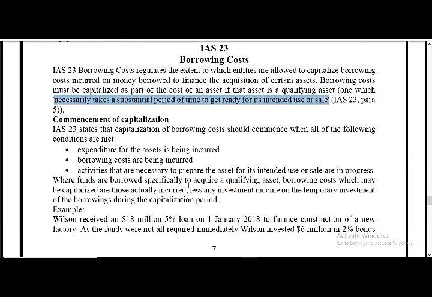Where the funds are borrowed specifically to acquire a qualifying asset, borrowing costs which may be capitalized are those actually incurred, less any investment income on temporary investment of the borrowing during the capitalization period. Now, this is a very interesting thing. Suppose an entity has borrowed money for 1.5 years to build a supermarket. It will not happen that all of the money will be spent at once. That money will be released over the time of 1.5 years.